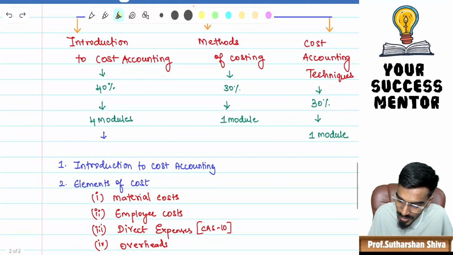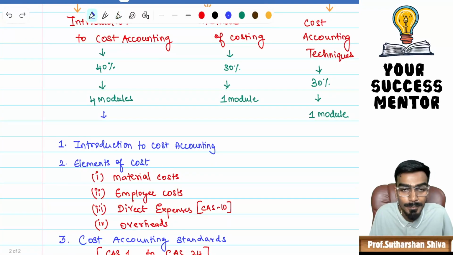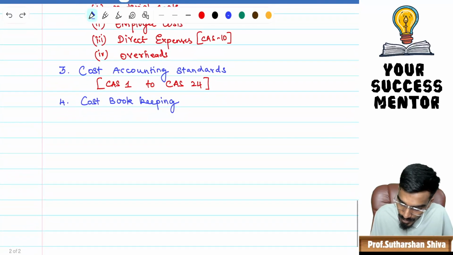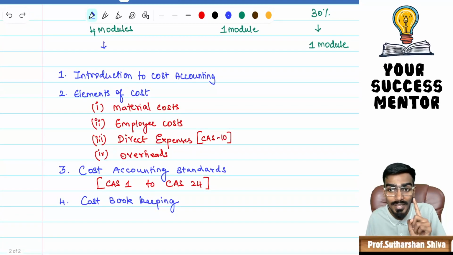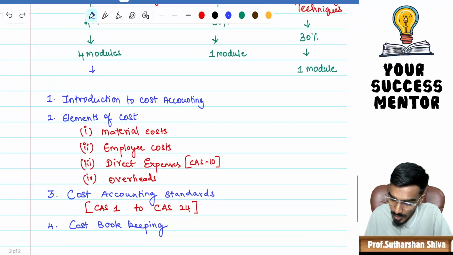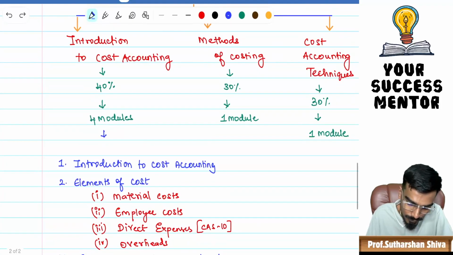See, first let us understand how this 40% will work. Your paper weightage is for 128 marks. It is not for 100 marks. Your paper weightage is going to be for 128 marks. Okay. Now, methods of costing.